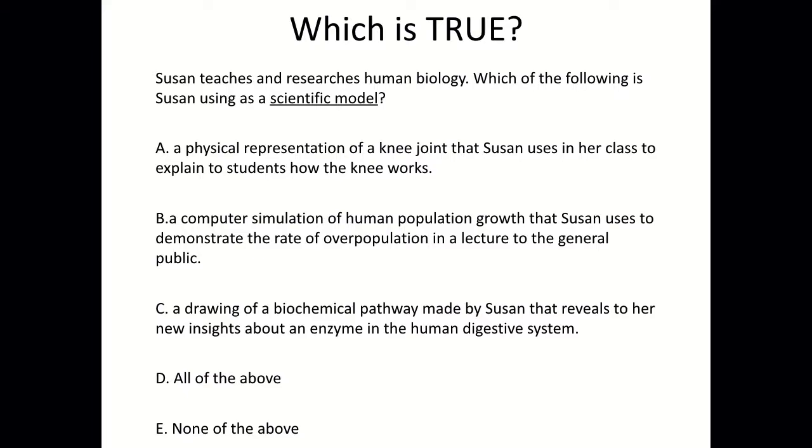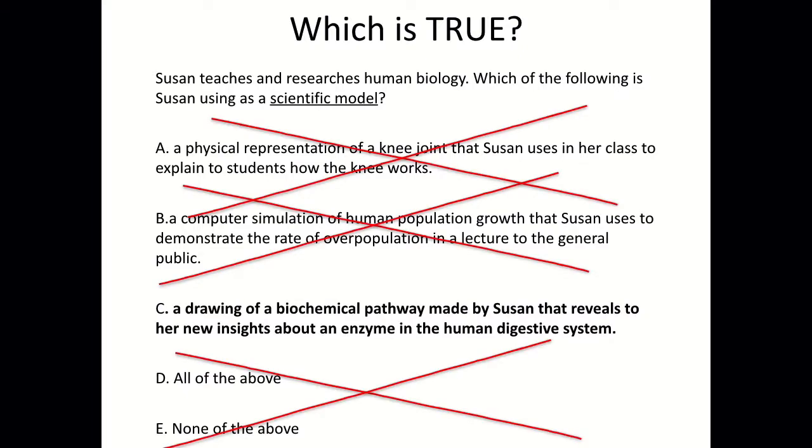A, a physical representation of a knee joint that Susan uses in her class to explain to students how the knee works. B, a computer simulation of human population growth that Susan uses to demonstrate the rate of overpopulation in a lecture to the general public. C, a drawing of a biochemical pathway made by Susan that reveals to her new insights about an enzyme in the human digestive system. D, all of the above, or none of the above.